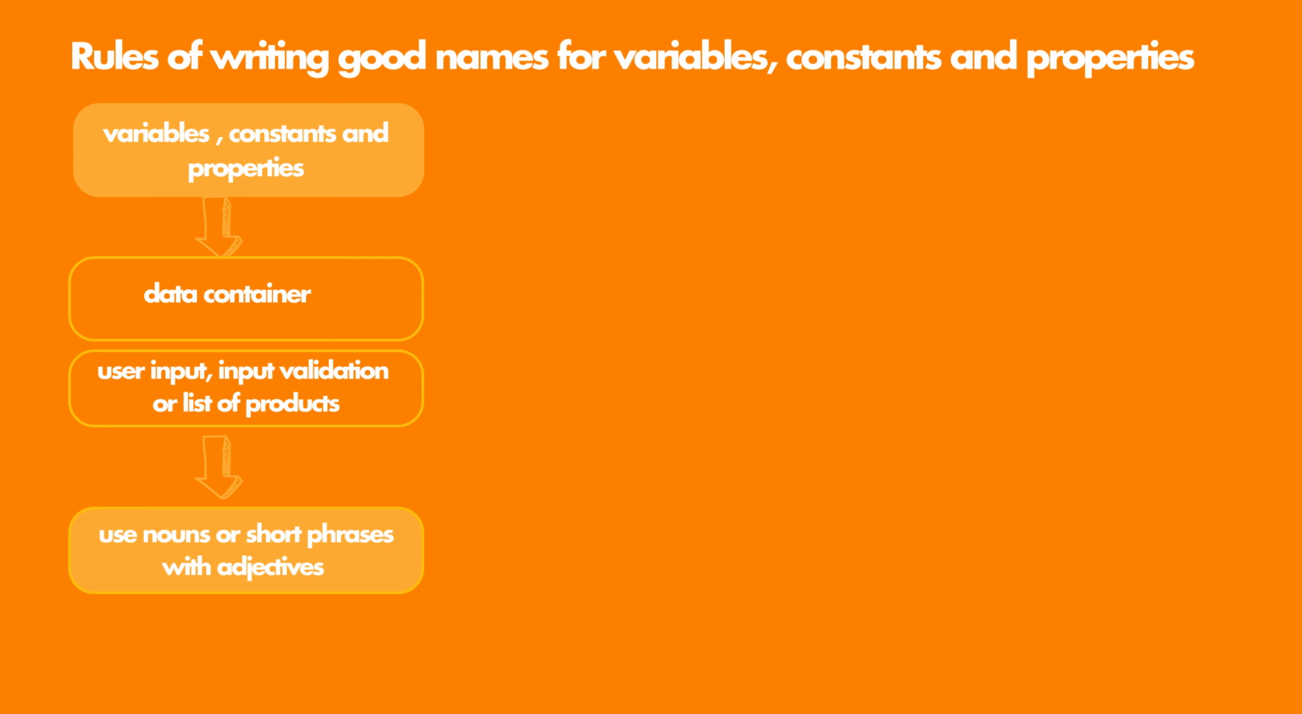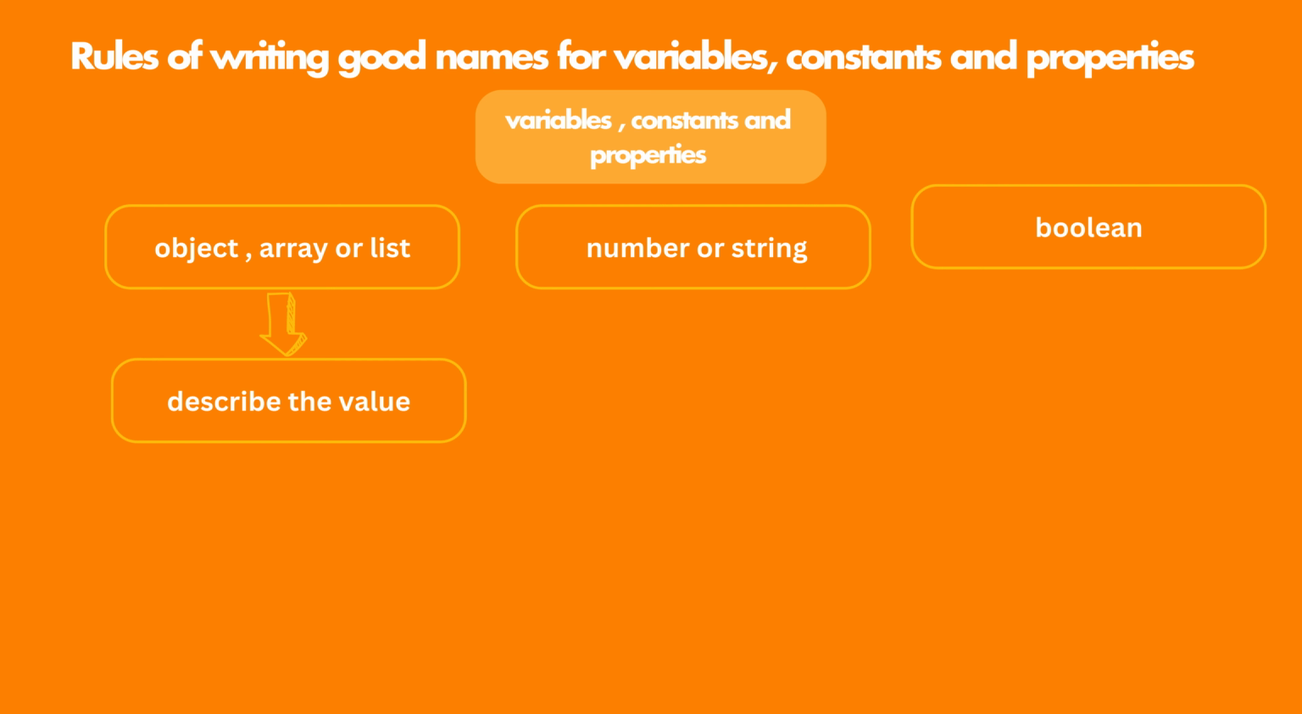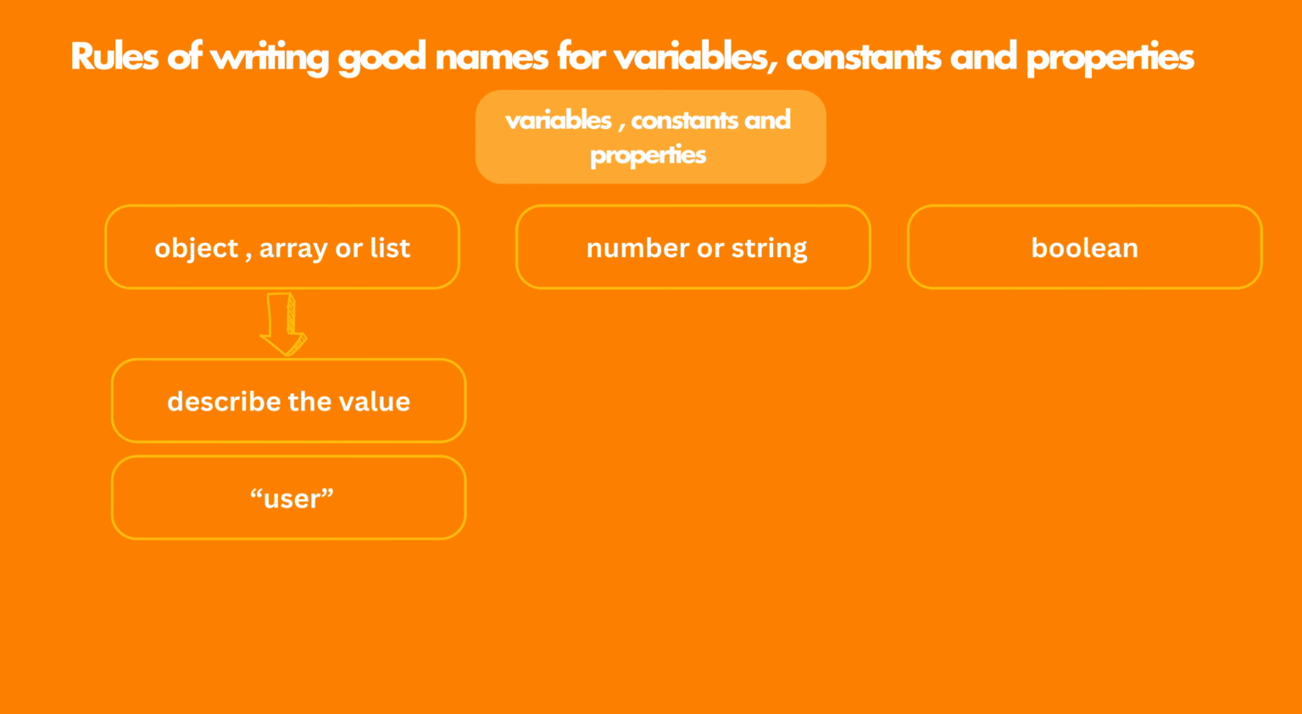We can differentiate between three different types of values that can be stored in a variable, constant, or a property. It can be an object or related type like list, array, or anything like that. It can be a number or string, or it can be a boolean. If the value stored in variable is an object or related type, then the name assigned to variable should simply describe the value. For example, if the value stored in variable contains data related to user, then we can simply name this variable as user.